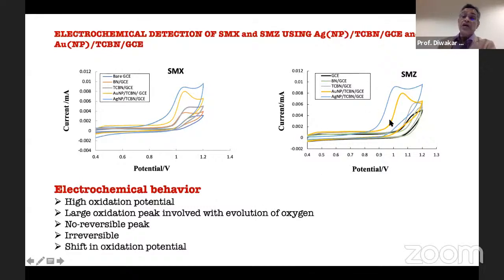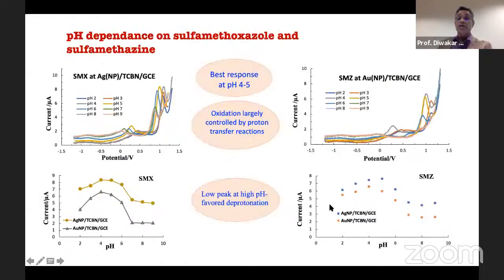Similarly, we can see sulfamethazine also behaving in almost a similar way. That is, no oxidation reduction peak pair. That is the irreversible type of process. So pH dependence data, we tried to collect for sulfamethoxazole and sulfamethazine using these two electrodes. With that, we can see that the region somewhere around 4 to 6, almost the neutral pH region, is very useful, giving the high current that we have obtained for sulfamethoxazole or sulfamethazine.